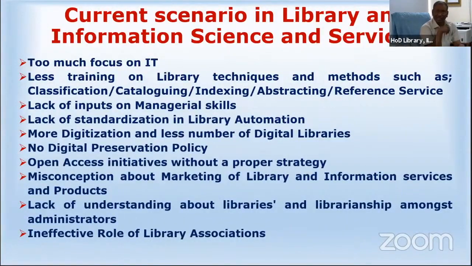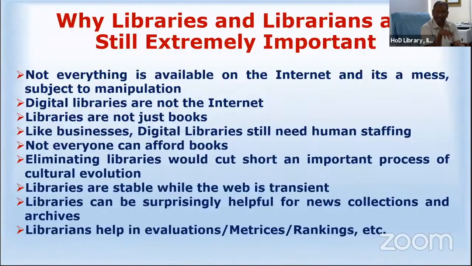So the current scenario in library and information science and services is that we are giving too much focus on IT. We have less training on library techniques and methods such as traditional methods. There is a lack of input in managerial skills, then there is a lack of standardization and library automation. We have more digitization but fewer digital libraries. There is no digital preservation policy in the institution. There is an open access initiative without any proper strategy. So this whole scenario is there in the country.